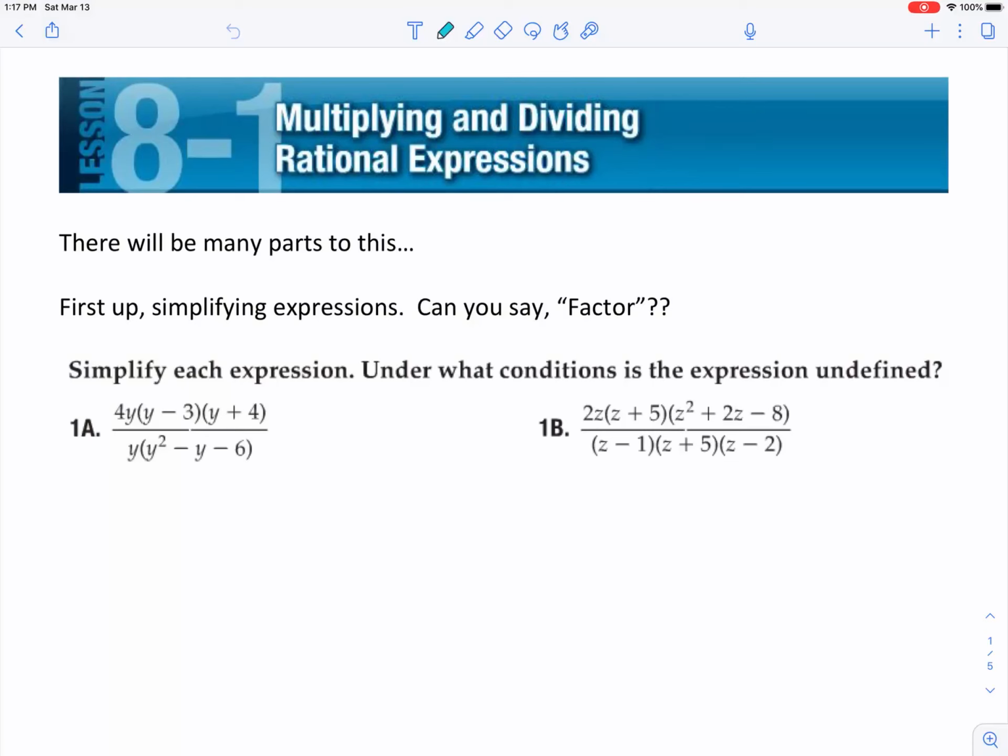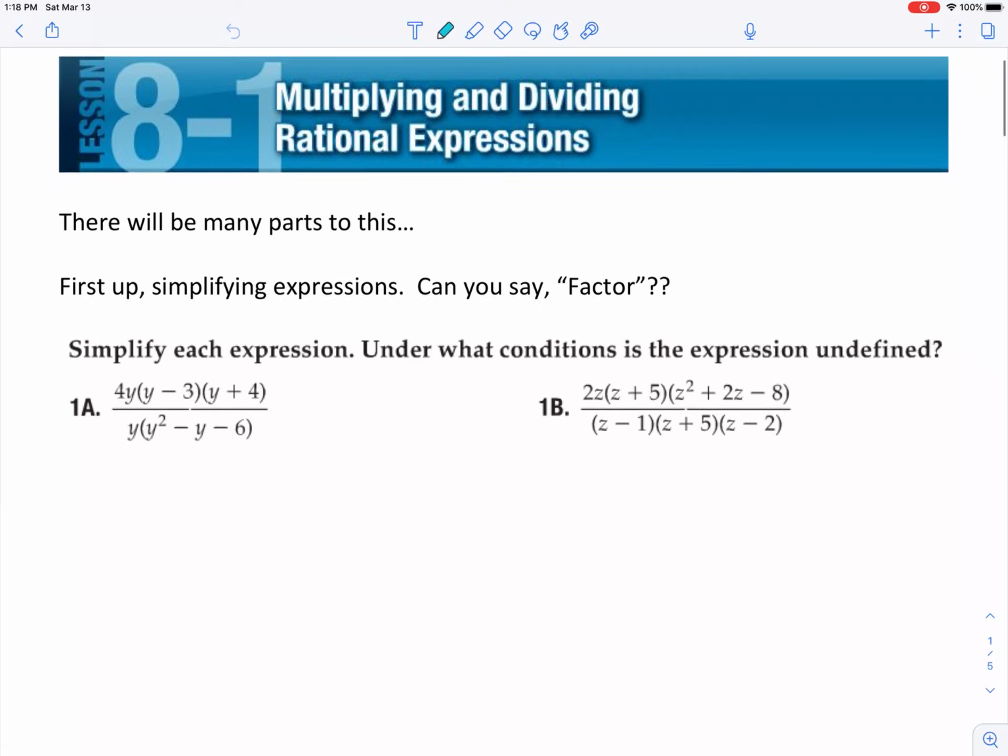Hello and welcome to Chapter 8. With Chapter 8, we get to play with lots of rational expressions. Today we will be specifically multiplying and dividing rational expressions. So this will take probably a couple different videos just to break it up.